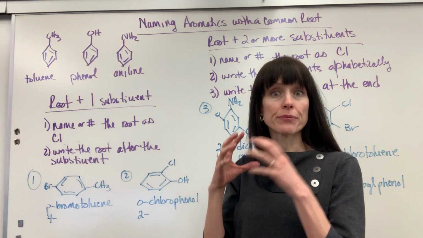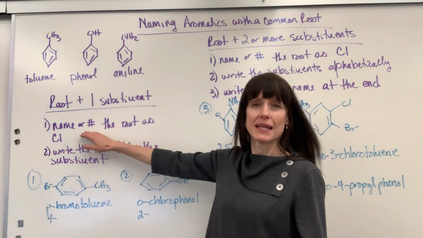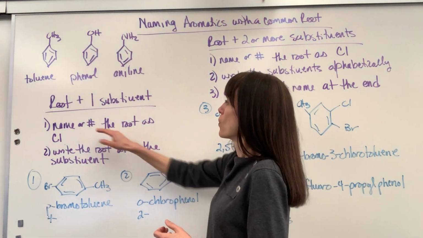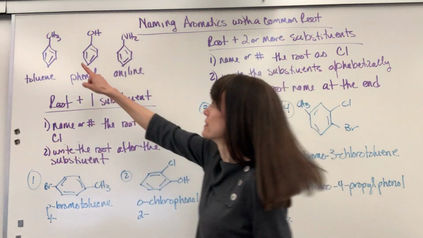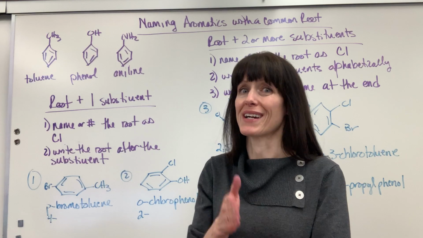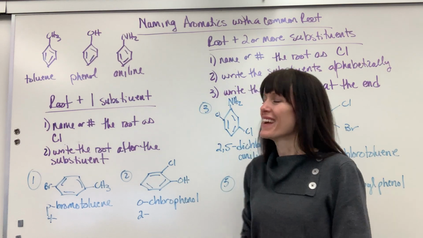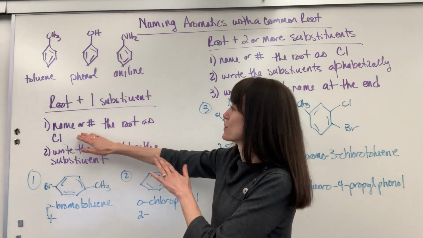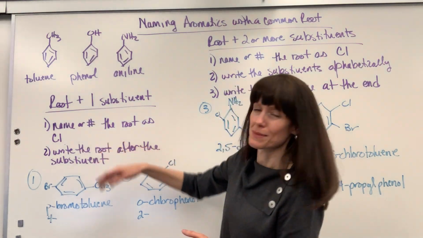So let's say that you have your root plus one more substituent, all right? Root plus one substituent. You simply name or number. When I say name, that means ortho, meta, para, or number the root as the C1. What I mean by that is either the methyl, the alcohol, or that amine, say that that's carbon 1. You always start counting at that root, at the substituent unique to that root. That's your first carbon. And then you simply write down the substituent, and then you're going to write the root after the substituent.